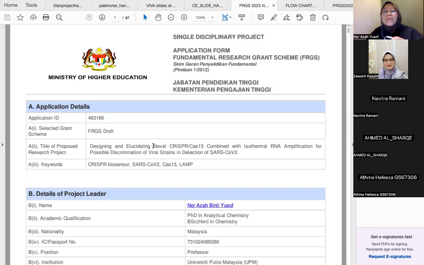So take your time to write the title. Usually we can improve the title throughout the proposal writing process, so no issue with this. You don't have to fix the title first and then write the proposal. Since what I'm writing is fundamental research, the words are fundamental, designing, elucidating. I'm going to show you another example, which is applied research.